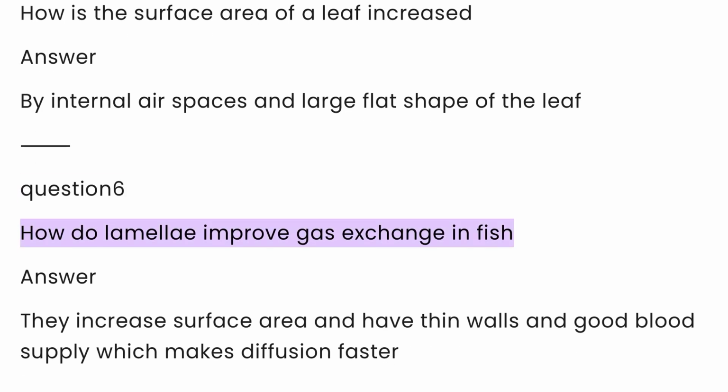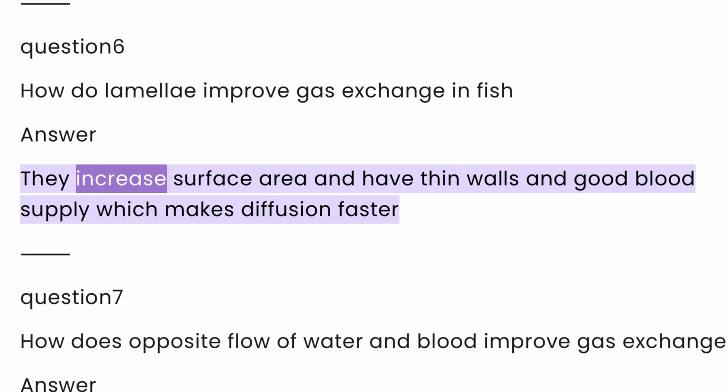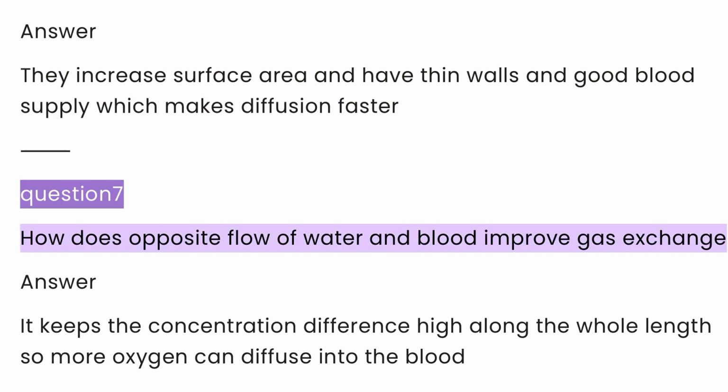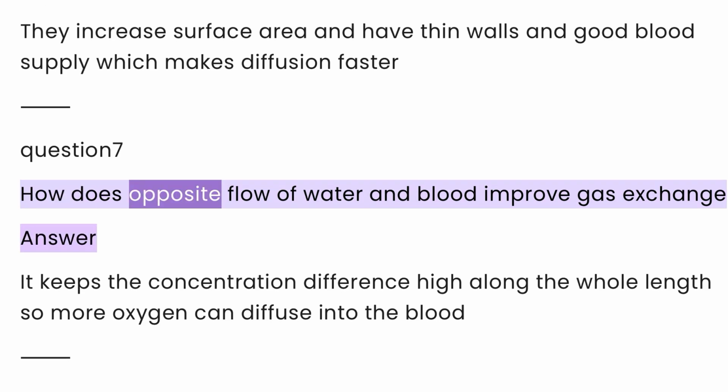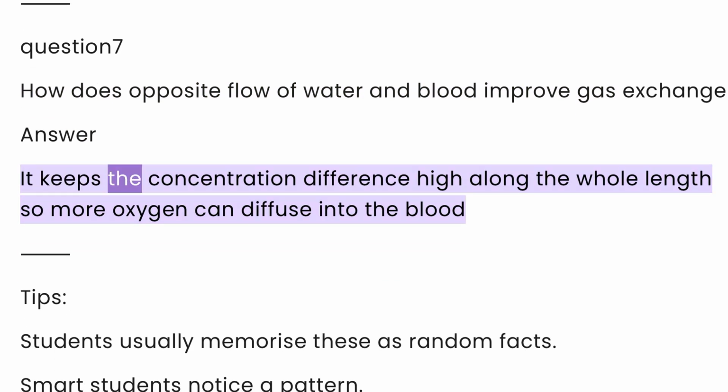Question 6. How do lamellae improve gas exchange in fish? Answer: they increase surface area and have thin walls and good blood supply, which makes diffusion faster. Question 7. How does opposite flow of water and blood improve gas exchange? Answer: it keeps the concentration difference high along the whole length, so more oxygen can diffuse into the blood.